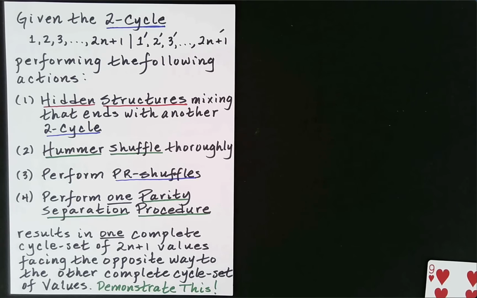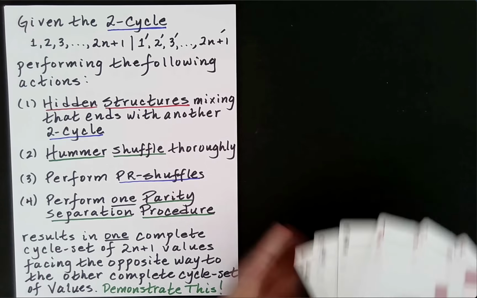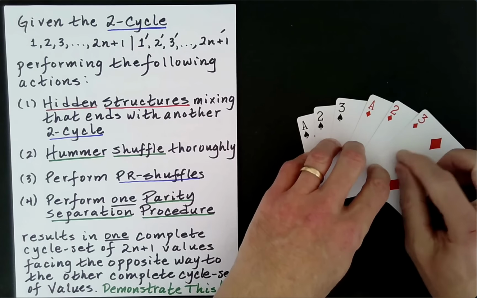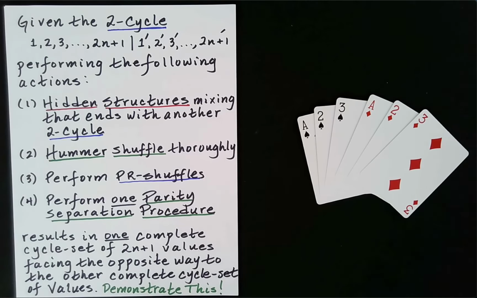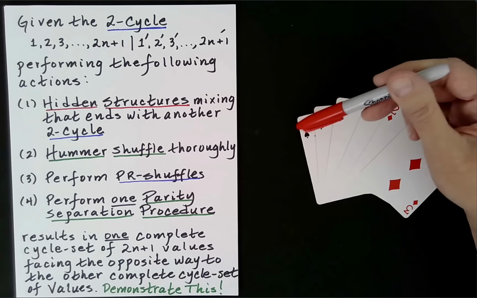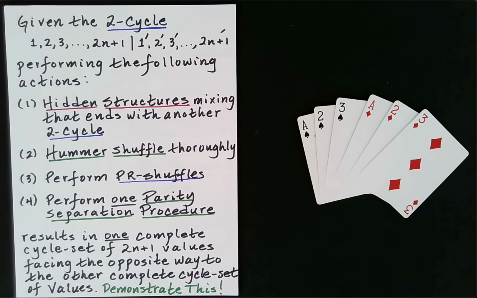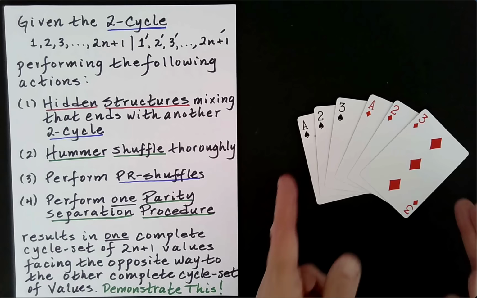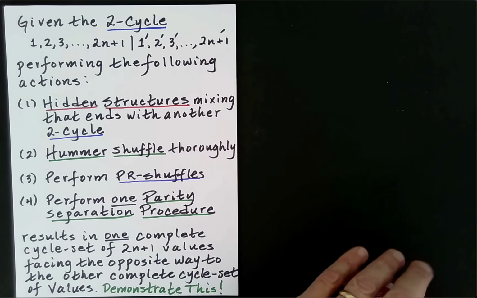Okay? So let me go ahead and pull out one that we can use. Here we have a 2-cycle of the type mentioned here. We need an odd cycle length, which we have. We have a cycle length of 3. So let's go ahead and just quickly demonstrate this.